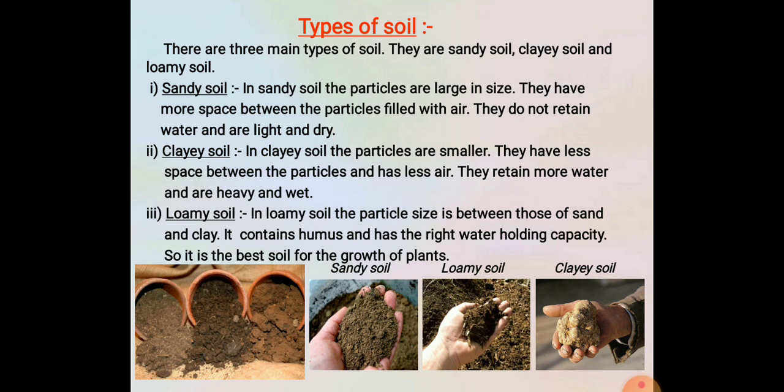It contains a large amount of sand and a very small amount of silt and clay. It is very well aerated and has large spaces, because of which it cannot hold much water. It also lacks humus, so it is not suitable for growing crops.